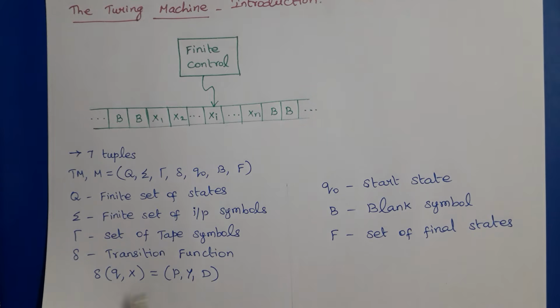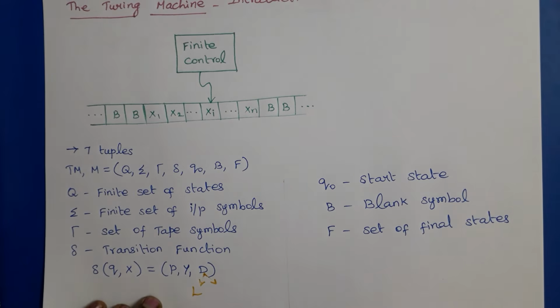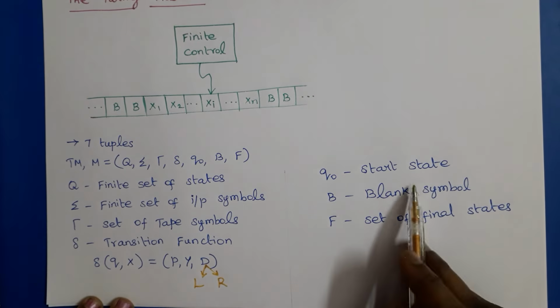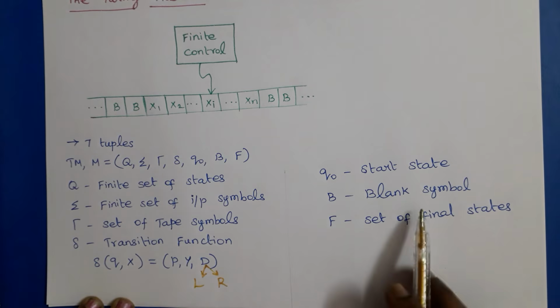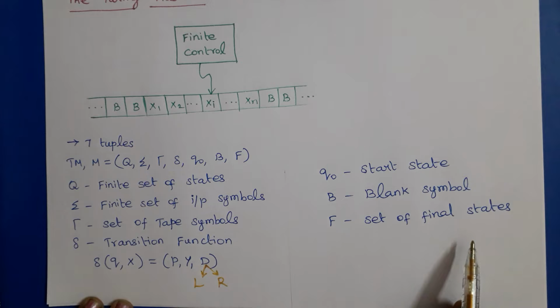After performing this operation, the D may be either L or R. If the direction is L, then the tape head will move to the left side. If it is R, then the tape head moves to the right side. Then q0 is the start state, B is the blank symbol, and F is the set of final or accepting states.